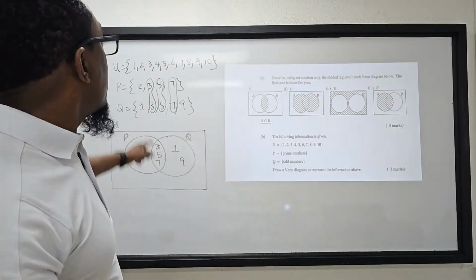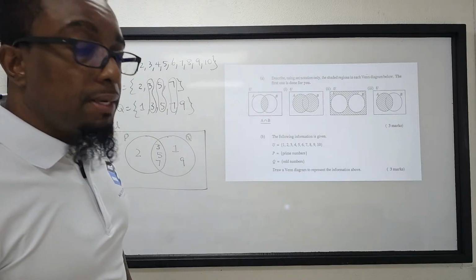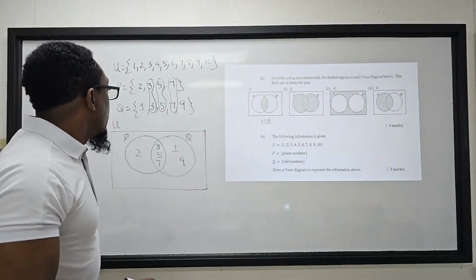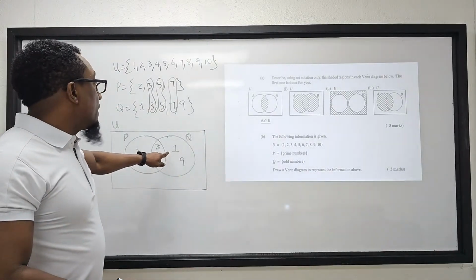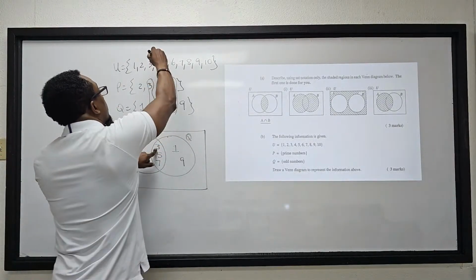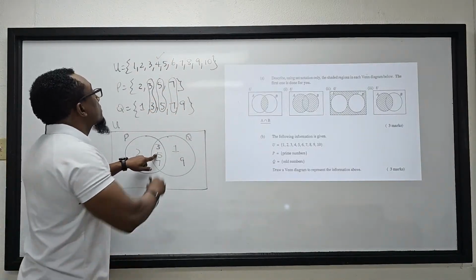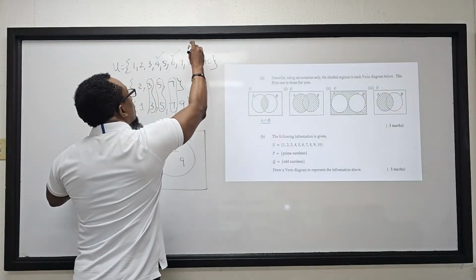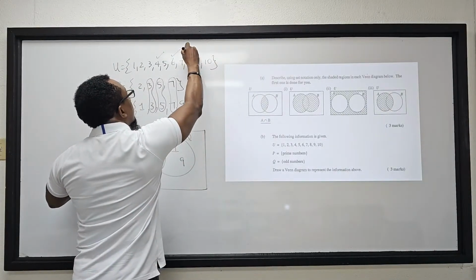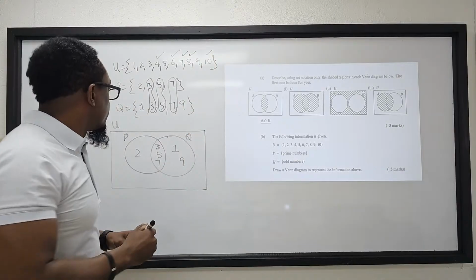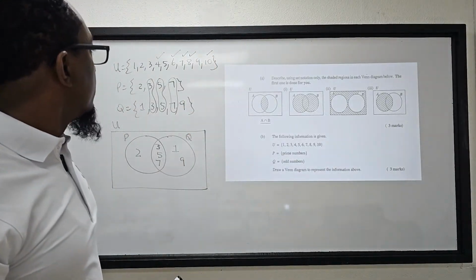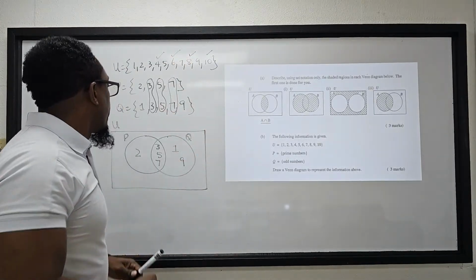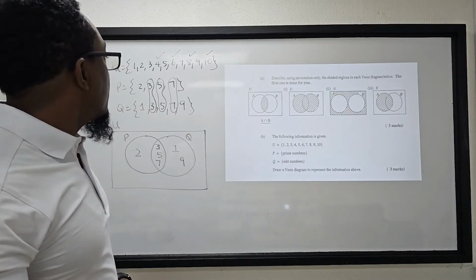And remember, it's a Venn diagram, so all the elements of the universal set must be placed within that rectangle. So the remaining elements, all strategically placed: we have 1, 2, 3, so 4 is missing. We have 5, 6 is missing. We have 7, we have 9, so 8 and 10 are missing.